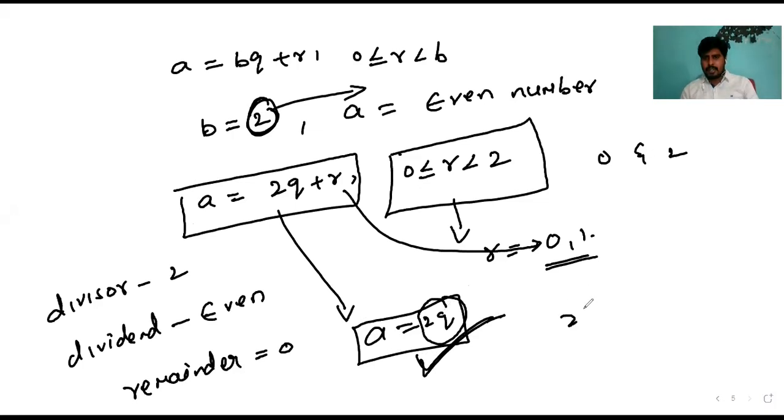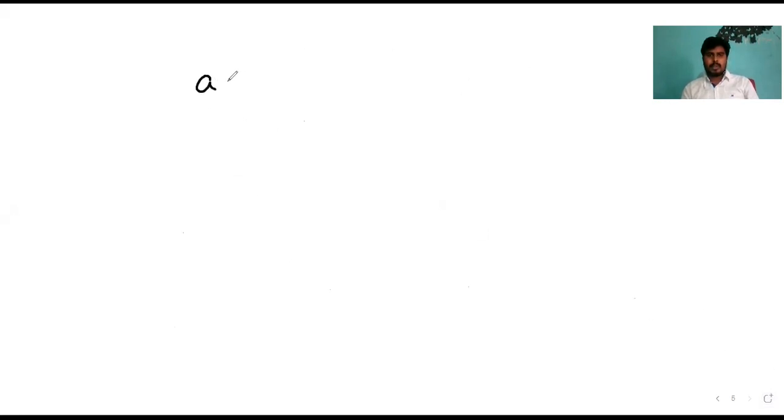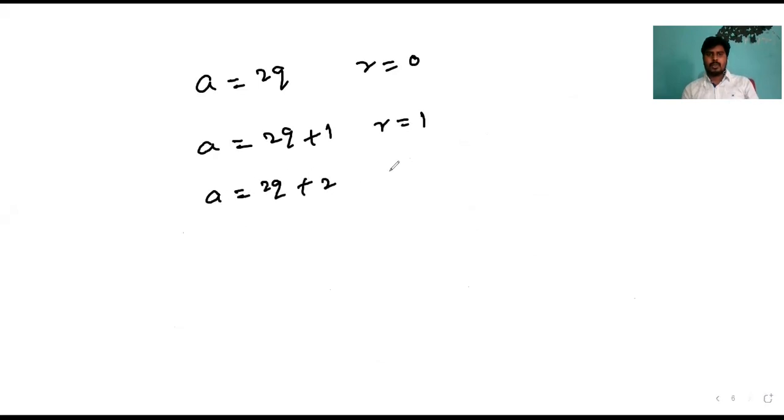Suppose I write 2q plus 1. After the division, if the remainder is 0, it will be 2q. Forget about this even number now. If a is equal to 2q, the remainder is equal to 0. If a is equal to 2q plus 1, the remainder is equal to 1, right? If a is equal to 2q plus 2, the remainder is equal to 2.